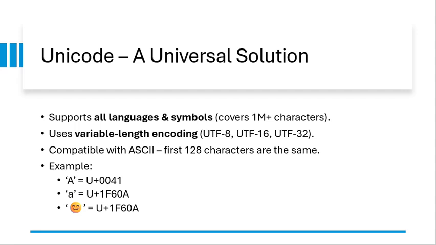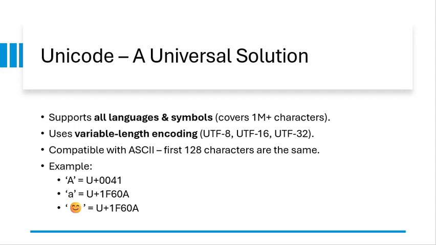Since there is variable length encoding, Unicode can use up to 32 bits per character, unlike ASCII, which uses just 7 bits. This means that Unicode can store over 1.1 million characters. It is also backward compatible with ASCII. That is, the first 128 characters in Unicode are the same as those of ASCII.